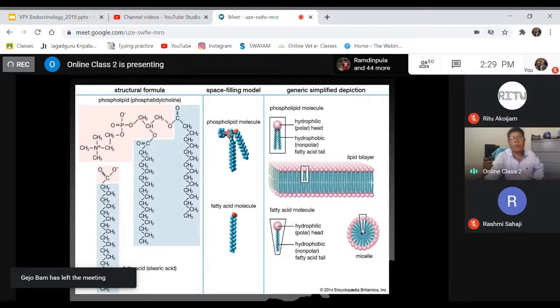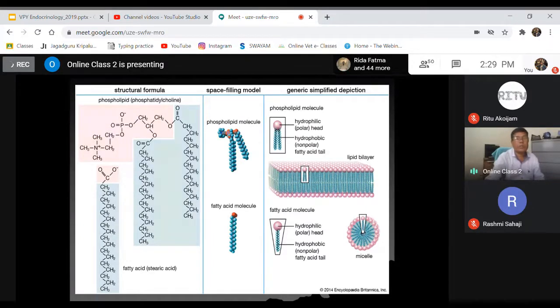Now this is the structure that we are going to discuss. Most of these phospholipids are not the deposit form of lipids. They are the structural components of the biological membrane. In the biological membrane, as we show here, it forms two layers. The outer layer is occupied by the hydrophilic groups, and the inside of the bilayer is occupied by the hydrophobic groups.